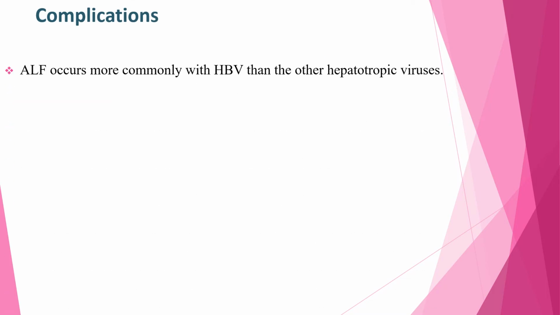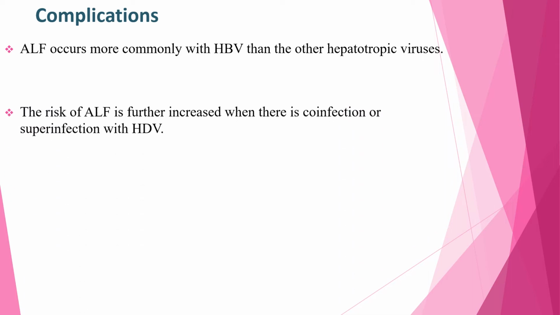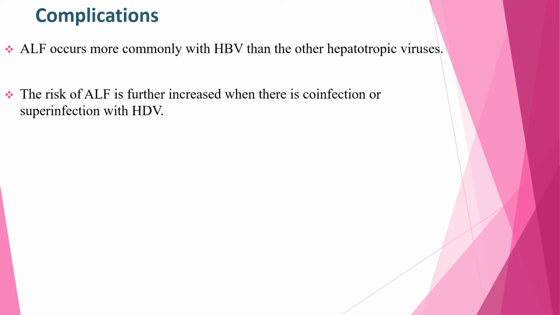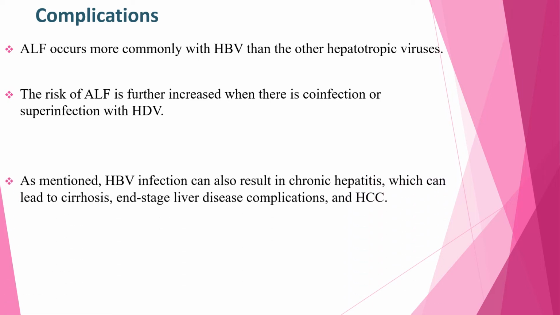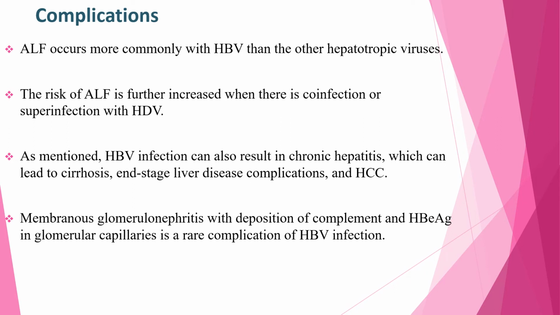When we look at the complications, acute liver failure occurs more commonly with hepatitis B virus than the other hepatotropic viruses, and the risk of acute liver failure is further increased when there is co-infection or superinfection with hepatitis D virus. As mentioned, hepatitis B virus infection can also result in chronic hepatitis, which can lead to cirrhosis, end-stage liver disease, and hepatocellular carcinoma. Membranous glomerulonephritis with deposition of complement and hepatitis B E antigen in glomerular capillaries is a rare complication of hepatitis B virus infection.